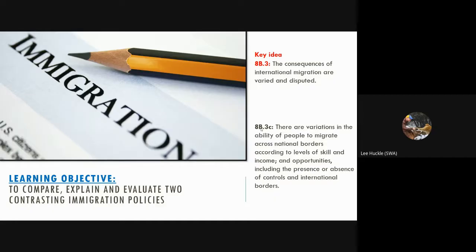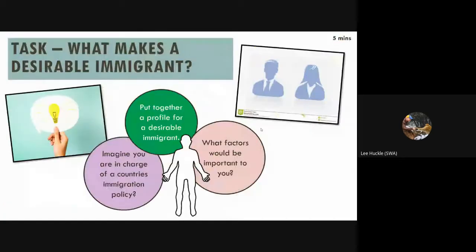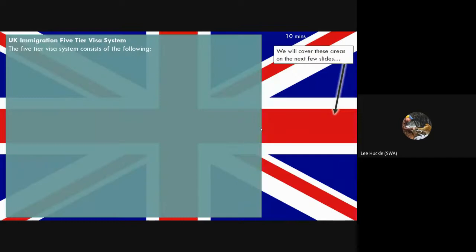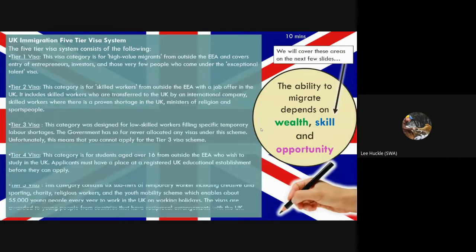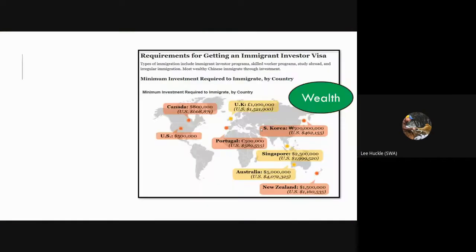You ended up doing 3. And again, you'd already started this. This is where you looked at different immigration policies for different countries. In other words, what is a desirable migrant to different countries? So I gave you some information on the UK immigration, the 5-tier visa system. Again, pause it here to remind yourself if you wish.